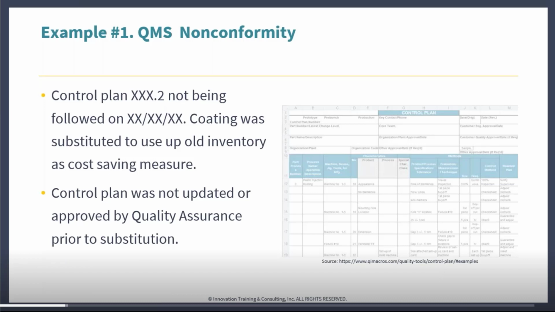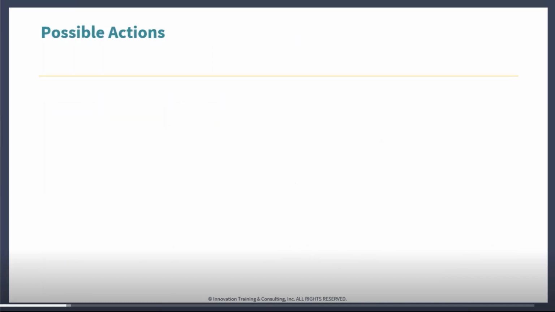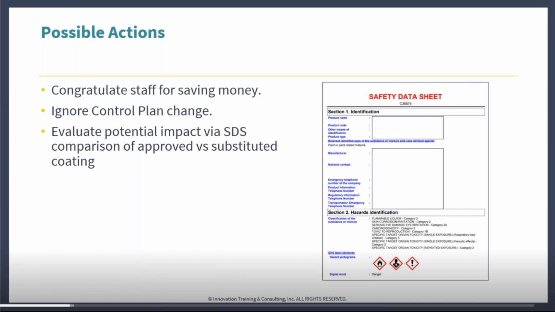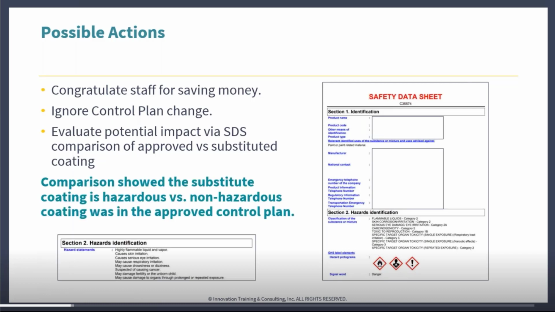So what would we do? Well, maybe we just say, hey, that's a great idea. You're saving us money. You know, let's have a party. Or you say, well, it's hard to keep these control plans up to date. It's a lot of detail. Maybe we tolerate migrating from the approved plan. Not recommending that. Or I went right to the safety data sheet for what was approved and what they were using, and unfortunately noticed that the old stuff that they used to use was hazardous, and this customer has specifically wanted to go to non-hazardous material, and that was the reason for the change.